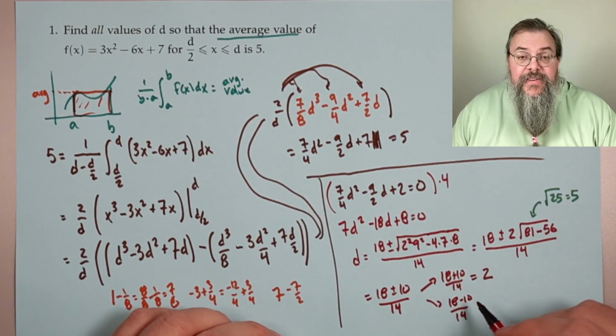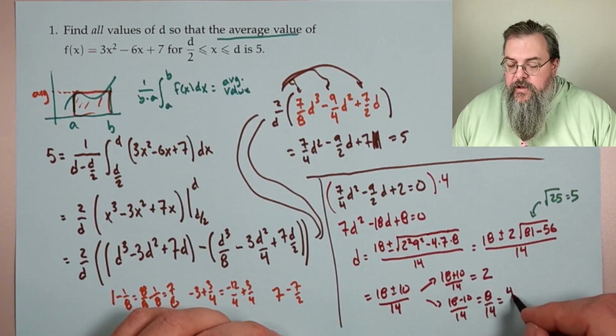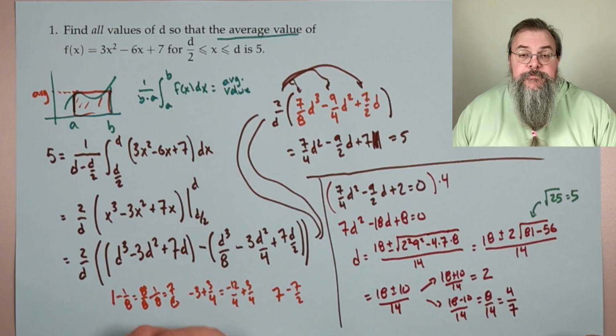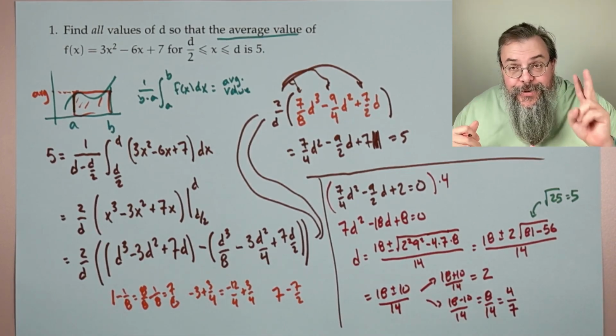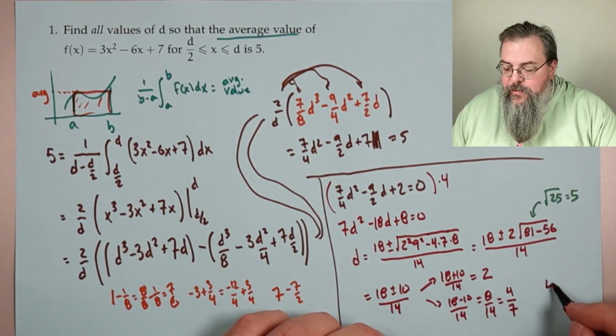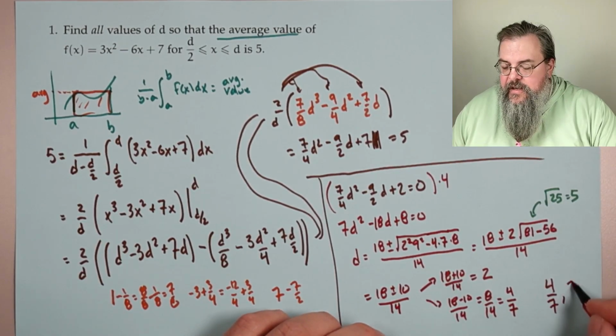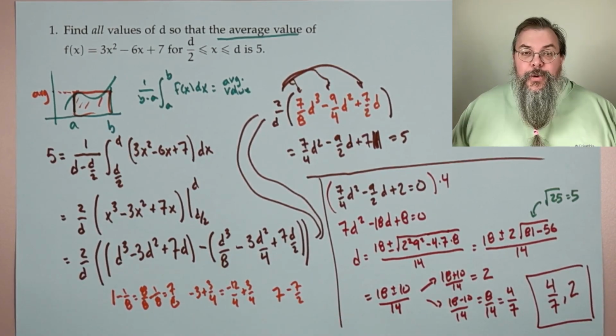18 minus 10 is 8. So that's 8 over 14, or divided by 2, that's 4 over 7. And so it turns out that there are two possible values for d, and our answers are 4 sevenths and 2. And there we go. Whew.